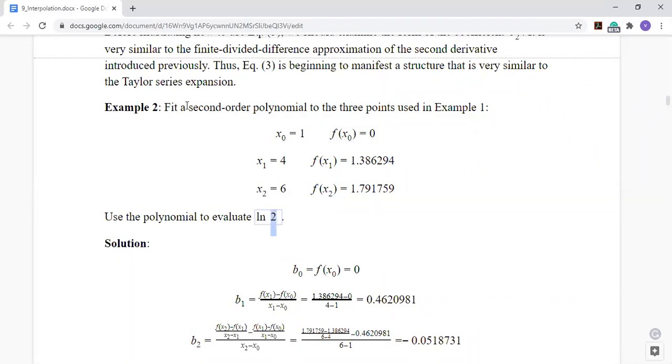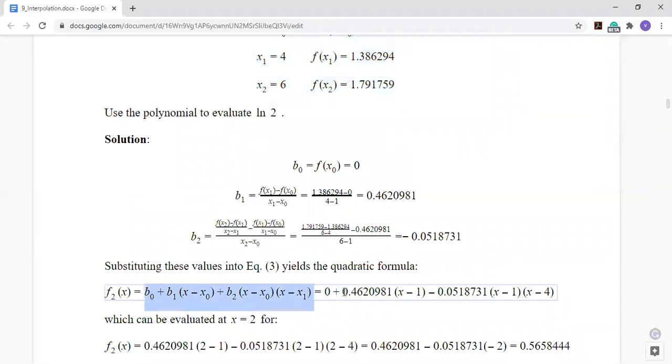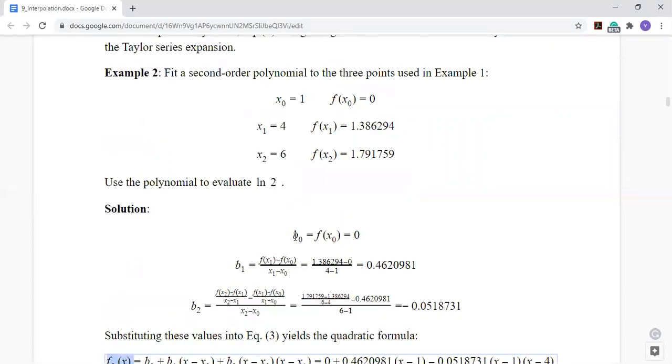So we are given 1, 4, 6, but we are not given 2. We are going to use a second order polynomial. So we are going to fit the quadratic polynomial between all these 3 points. Then we are going to find b0, b1, b2. Putting in the values of b0, b1, and b2, we are going to use it to evaluate the value of the function at x equal to 2. So when we use the formula we derived, b0 is equal to f of x0, and it's simply 0.